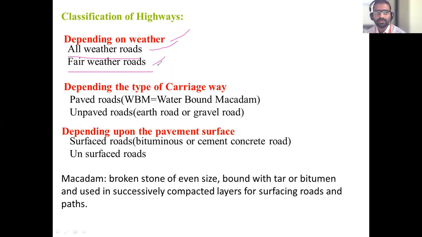If the weather is good, then only it is used. If the weather is not good, then these roads are not used. Those are called fair weather roads. Then, depending upon the carriageway. So, what is this carriageway? We will study this one.